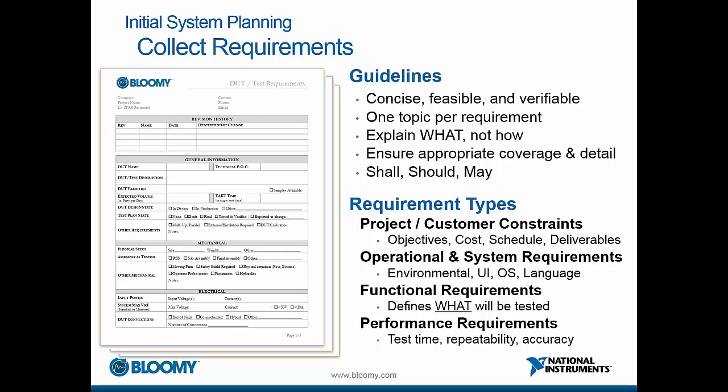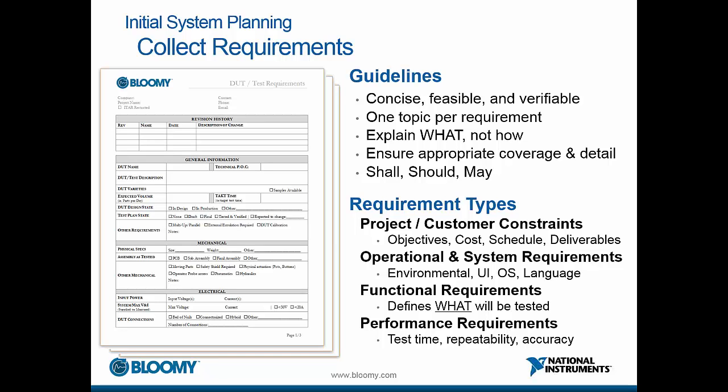When defining requirements, there are 4 major categories to include. Project or customer constraints include items regarding objectives, cost, schedule, and deliverables, and typically the project manager will be responsible for these. Operational requirements dictate environmental constraints such as size, weight, and input power, as well as interface constraints such as the HMI and graphic user interface. System requirements pertain to items such as the operating system and programming language, and these requirements are typically specified by the manufacturing or process engineers.